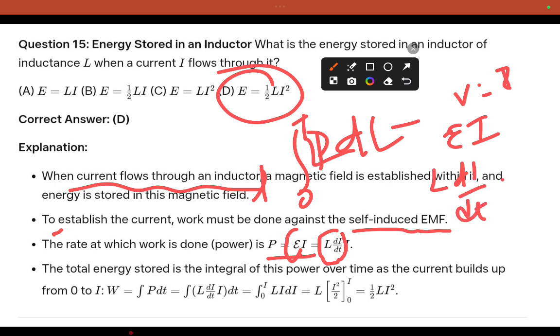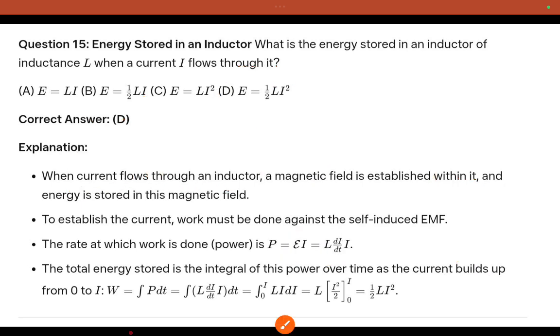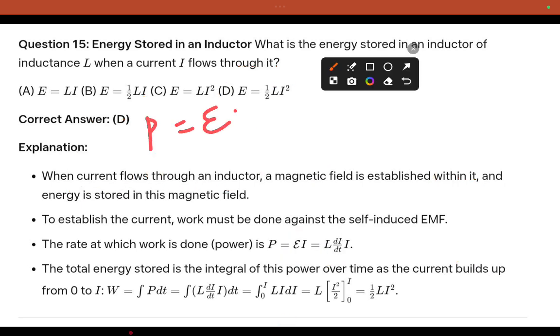So after replacing, we will get L times I square by 2, using x to the power of n plus 1 by n plus 1. So finally it is 1 by 2 L I square. Here P equals epsilon I, or induced EMF times I. Induced EMF equals L di by dt, into I.